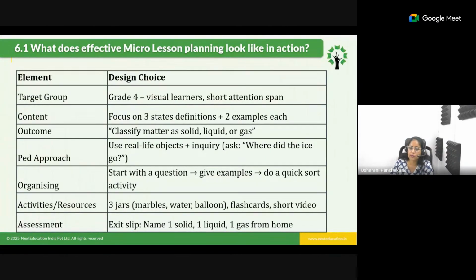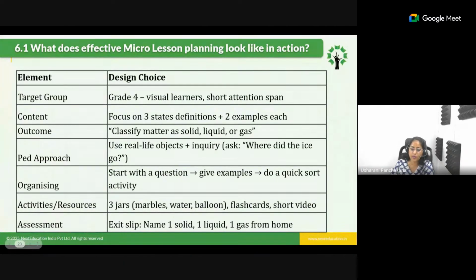The pedagogical approach you have used is an inquiry-based approach, where you're asking where did the eyes go, because you have placed the eyes on the hand, and the same thing you're showing in the form of a video. Organizing is where you start with a question, then give some examples, then a quick sort activity. You give 3 bell jars and ask them to pour all of these items in and identify what is what. That is where the practical application and demonstration come into the picture.